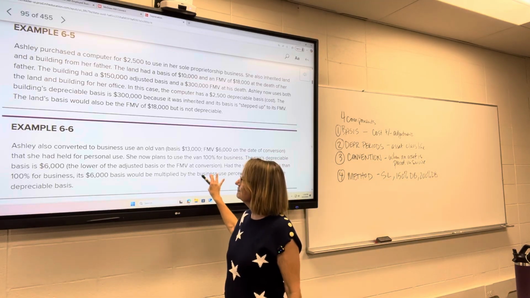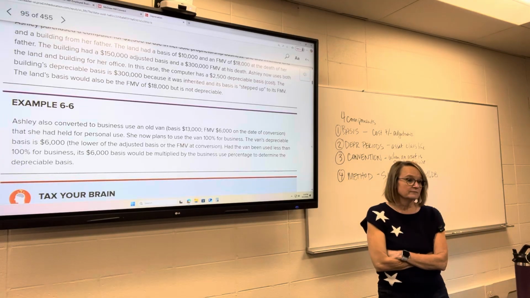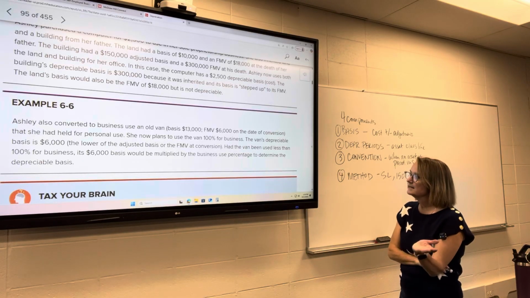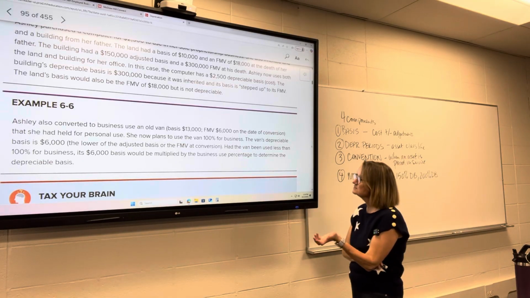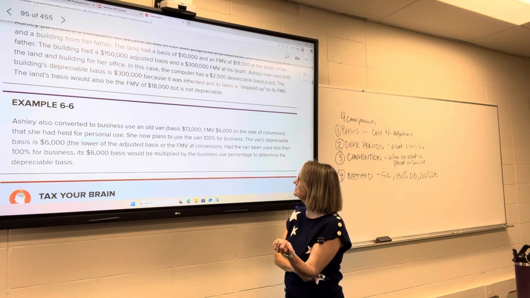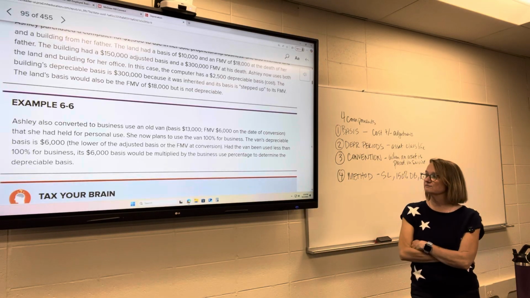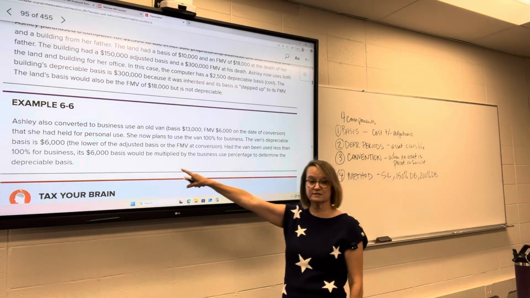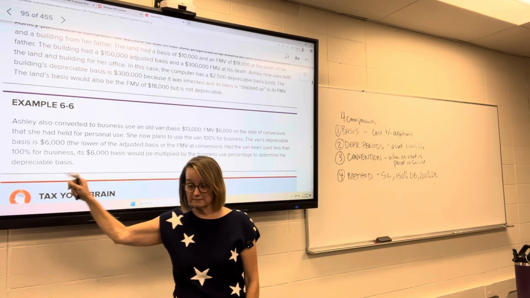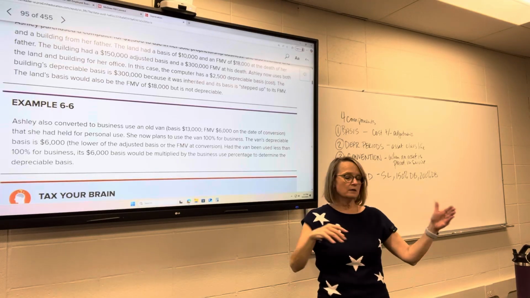Now, here's an example of that conversion. She also converted to business use an old van. Okay, so she had a van. She used it personally. She is going to now use it in the business. The basis of the van, so what she paid for it, her cost of the van was $13,000, but the fair market value right now is $6,000. That's on the date of conversion. She has to use the $6,000 as her basis for the van in her business, okay? Because it's the lower of the cost, what she originally bought it for, or the fair market value of it.